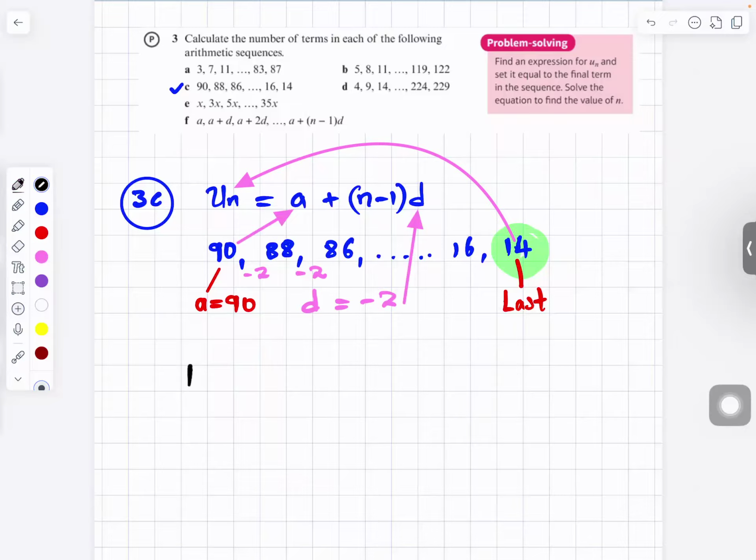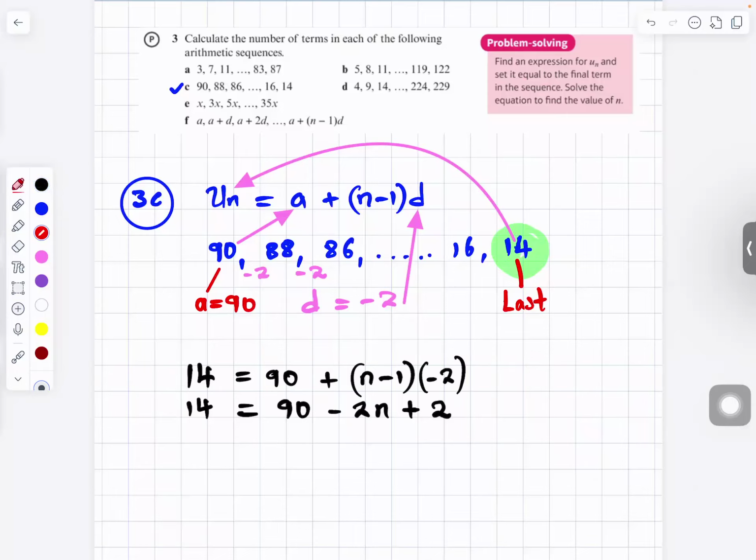So that would mean 14 is equal to a, the first one is 90, plus n minus 1 times d, which is minus 2. So we can solve this equation. 14 is equal to 90. Remove the bracket, minus 2n plus 2.